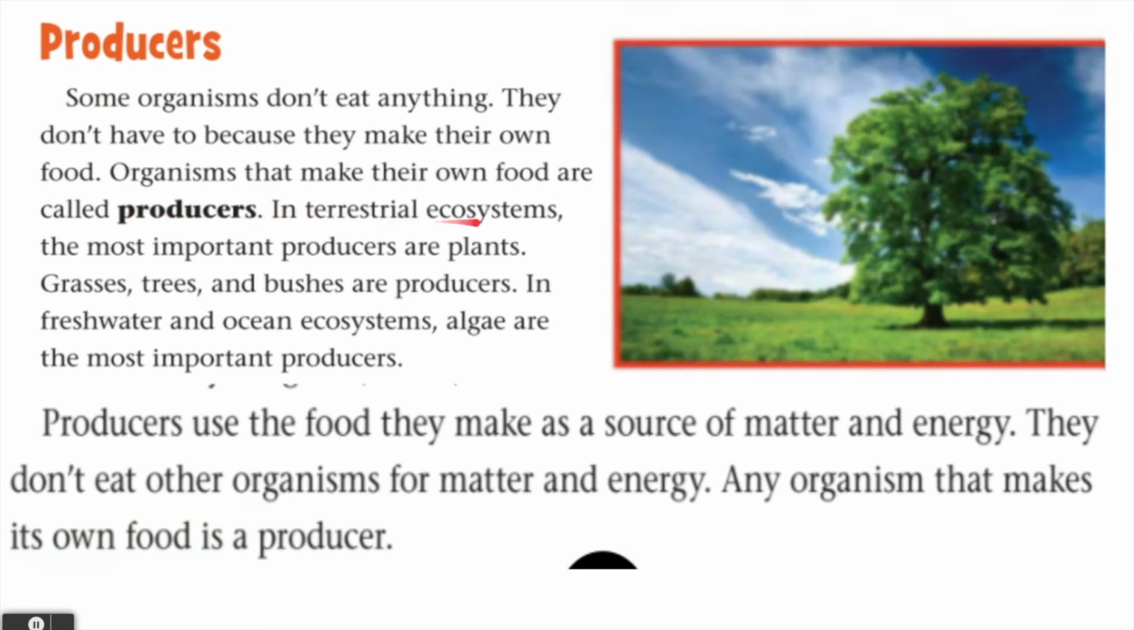In terrestrial ecosystems, the most important producers are plants. Plants get their energy from the sun and are able to use the process of photosynthesis to turn it into energy. Grasses, trees, and bushes are all producers. In freshwater and ocean ecosystems, algae are the most important producers. Producers use the food they make as a source of matter and energy. They don't eat other organisms for matter and energy. Any organism that makes its own food is a producer.